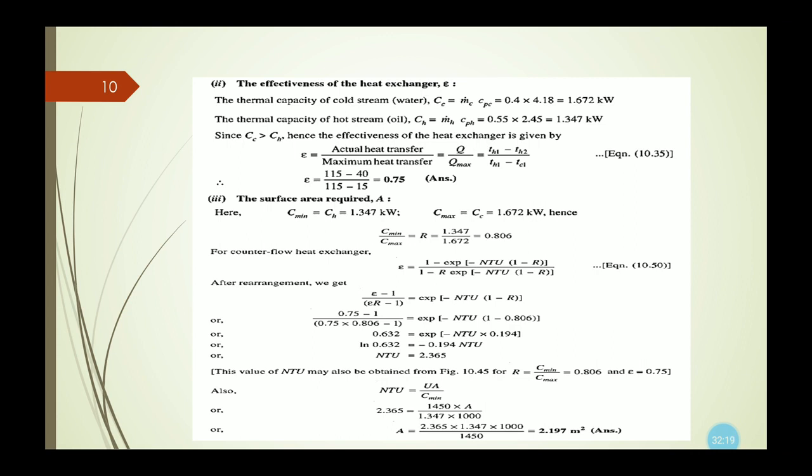Now here we can see the thermal capacity of the cold fluid is greater than the thermal capacity of the hot fluid. So now the effectiveness formula of this counterflow heat exchanger, from the concept we can write, is actual heat transfer divided by maximum possible heat transfer. So Q by Q max, which is Th1 minus Th2 divided by Th1 minus Tc1. Using these values, which are given in this numerical, we can calculate the effectiveness of the heat exchanger for this counterflow type. It is coming as 0.75.